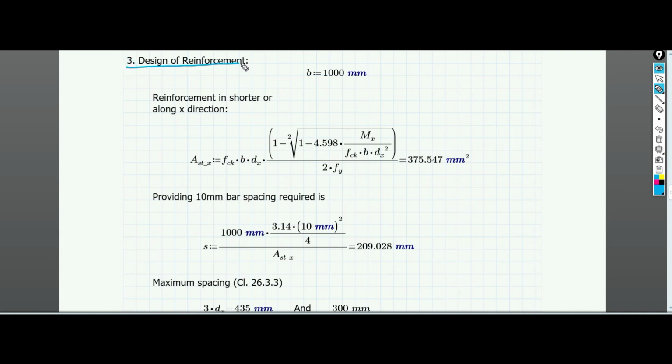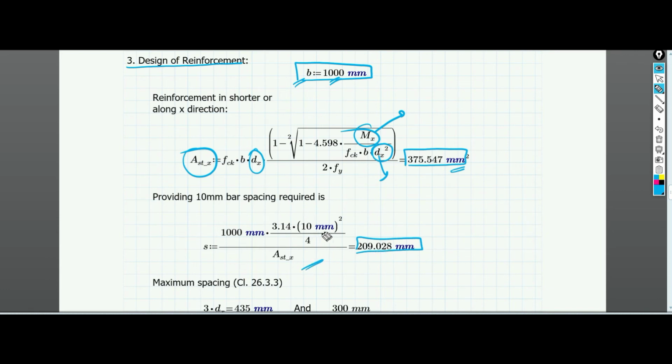Now, design of the reinforcement. We have to design for both the shorter side and the longer side. As we are considering the moment per meter, the width b we will take as 1000 mm. In the shorter side, the area of steel, taking Mx and dx, comes out to be 375.547 mm square, and the spacing comes out to be 209.028, considering a 10 mm bar.